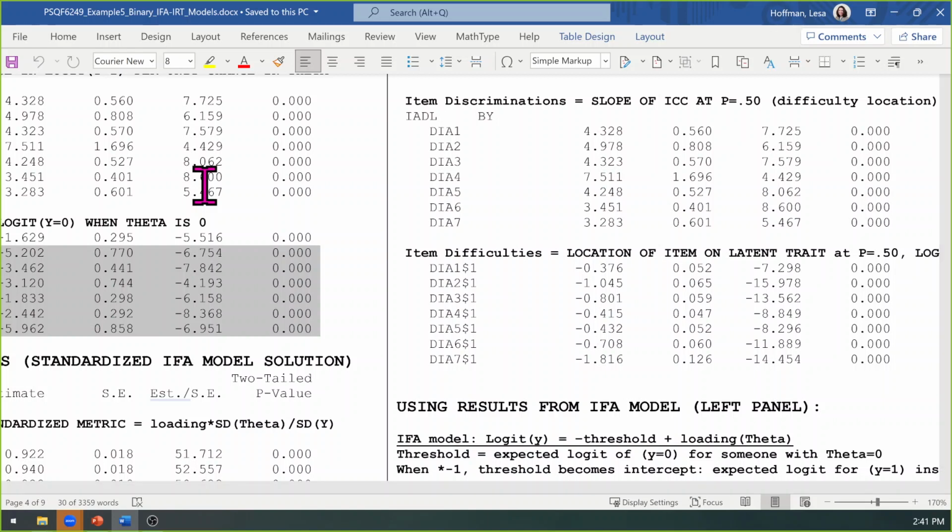So location parameters are tied to something being 0. The question is what? Thresholds and intercepts tell you what y is when x is 0. Difficulties tell you what x needs to be to get to y equals 0. How much ability do you need to have a 50-50 shot at doing this item?